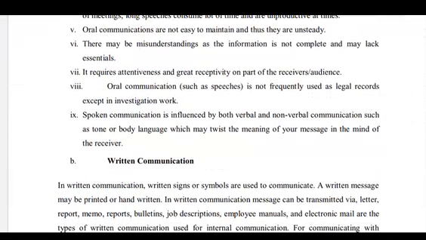We also have oral communication, that is speeches. We can see that it is not frequently used as legal records except in investigation work. Lastly, we can see that spoken communication is expressed by both verbal and nonverbal communication, such as tone and body language, which may twist the meaning of your message in the mind of the receiver. Of course, there is your psychological understanding of the body language, and this might influence the message that the sender wanted to deliver.